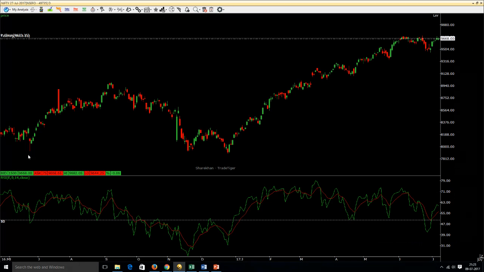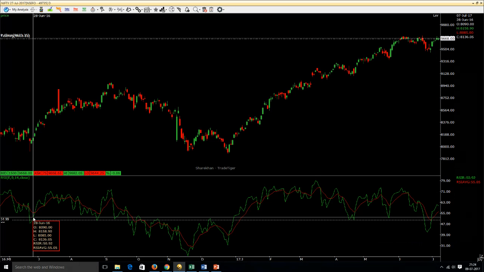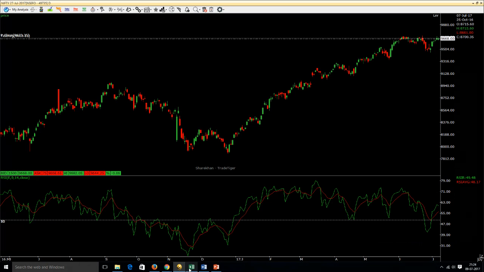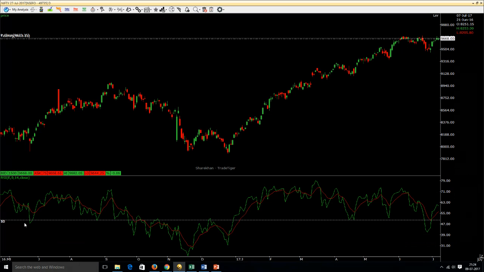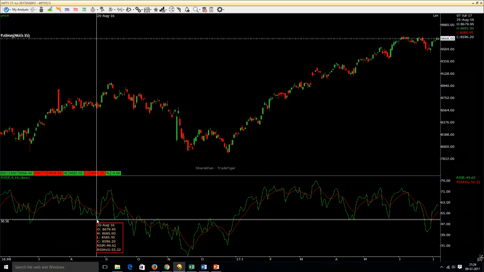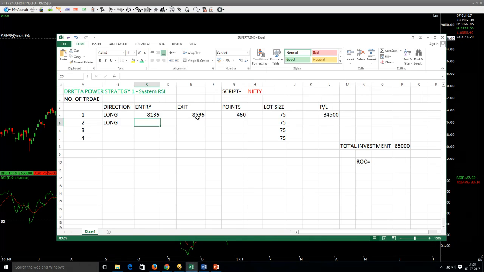So let's start here when the RSI is moving above the 50 median line, somewhere here, which is at 8136. So that's what I have put actually in one of the boxes, 8136. And then we're going to stay in our trade, and as it reaches again back to the 50 median line, we book our trade here somewhere around 8596, which I have put here. So we have got roughly 460 points, and the lot size of the Nifty is 75. So our profit and loss in this particular trade was 34,500.